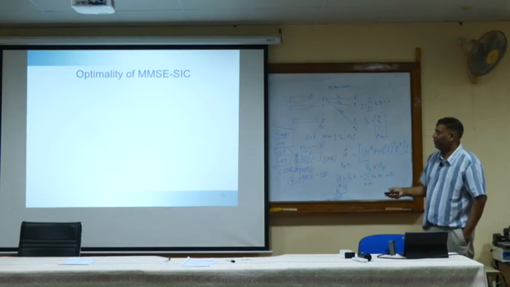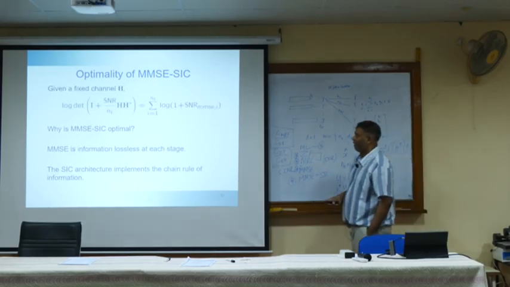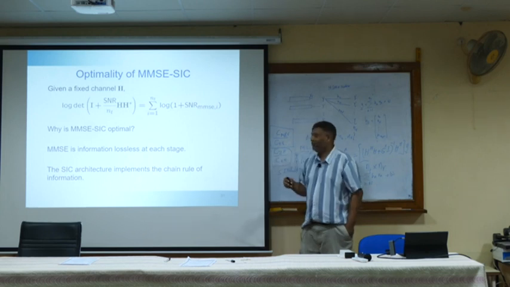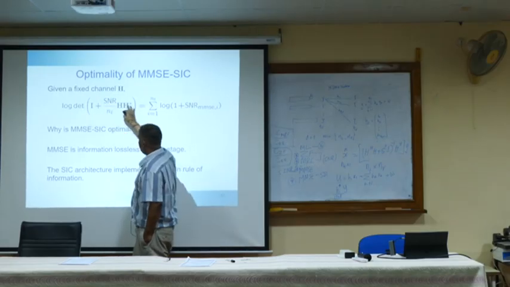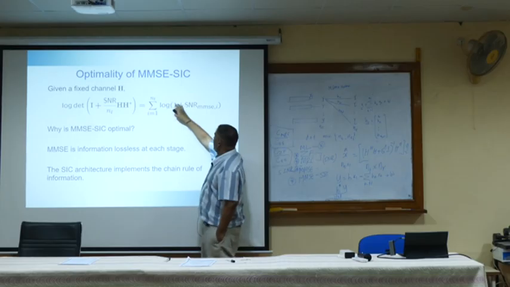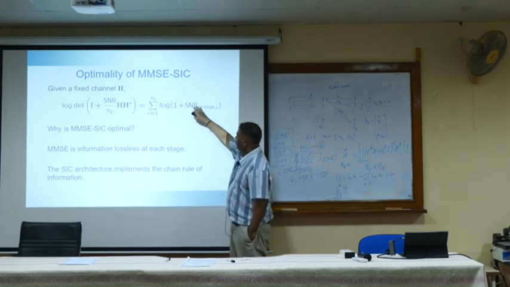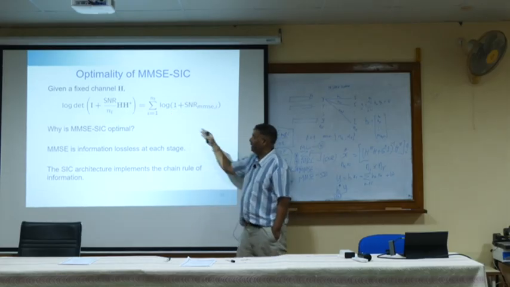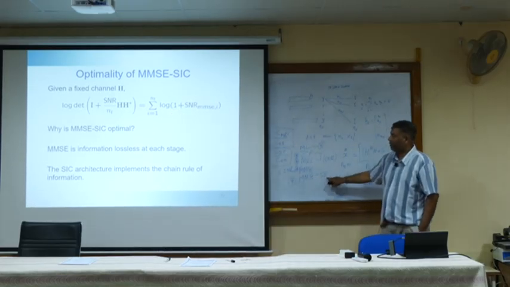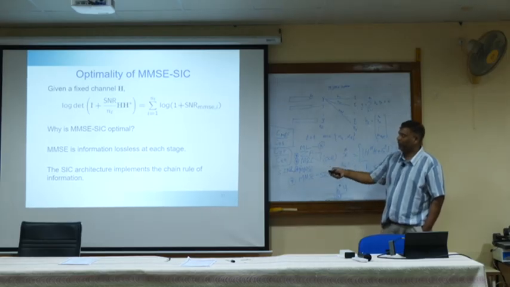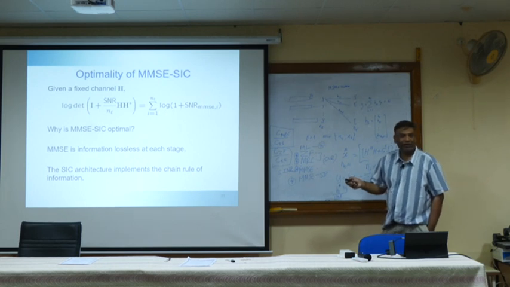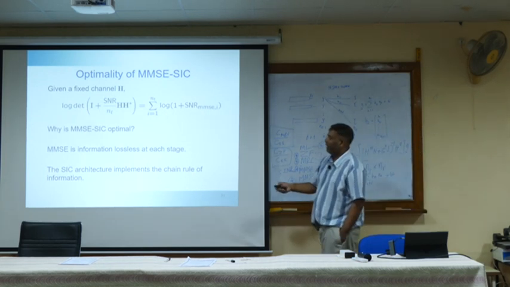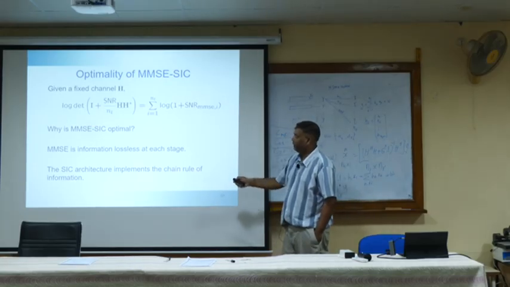There is a proof in one of the tutorial questions. If you want, we can do that proof. This is the capacity of the MIMO channel. This is the MMSE signal to interference noise ratio, and we can prove why MMSE SIC achieves the capacity. It is a very nice proof, and it is not an easy one, as it involves an equality. We can do that question if you want. So why is MMSE SIC optimum? We can prove that it achieves the capacity.